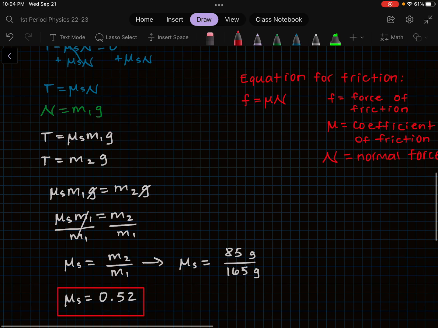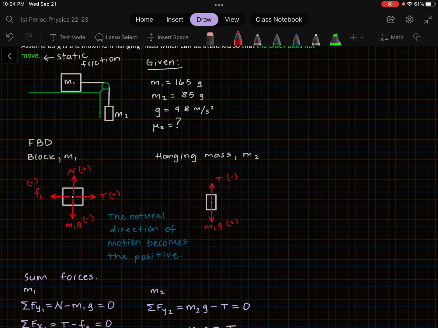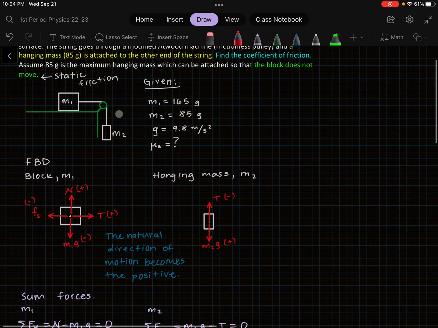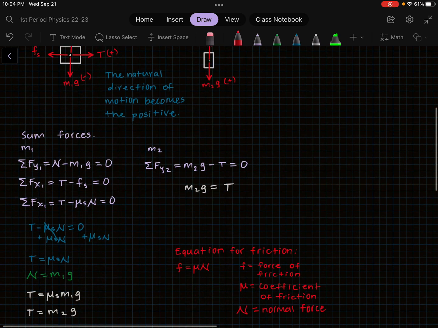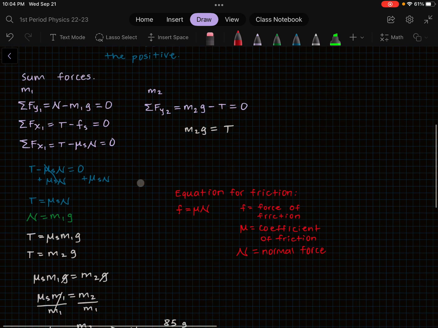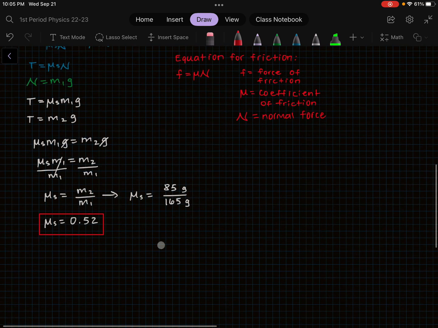Don't forget to follow the steps that you're given. Of course, analyze the situation. If you don't have a sketch, make sure you draw a sketch. Draw your free body diagrams. If needed, identify what would be the natural motion, so you can find the natural direction of motion, so you can state if your forces are positive or negative when you have two masses. Sum your forces, add the ones on the y, then the ones on the x, then do the same for the second mass. Use relationships and find whatever you need to find.